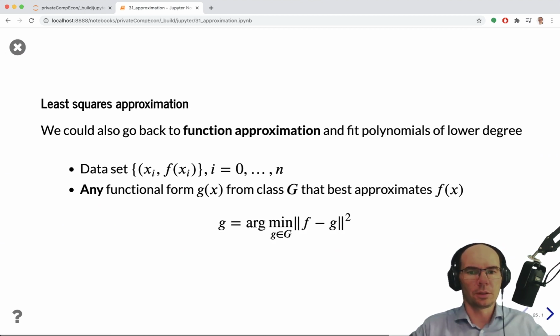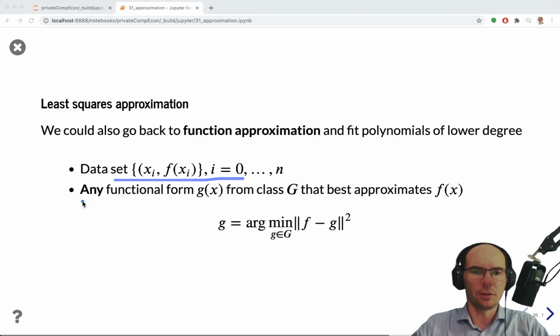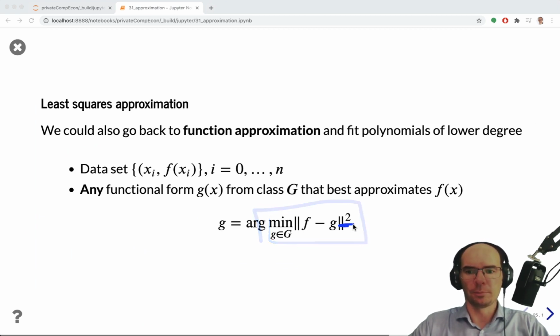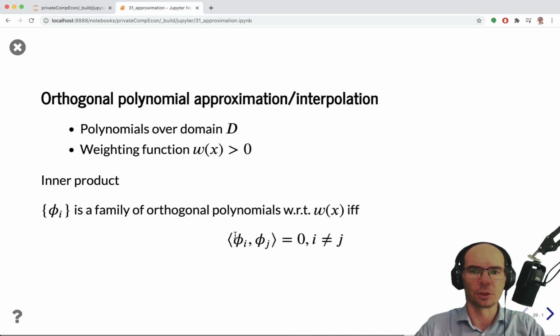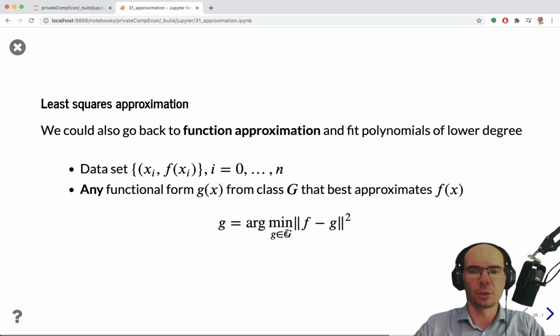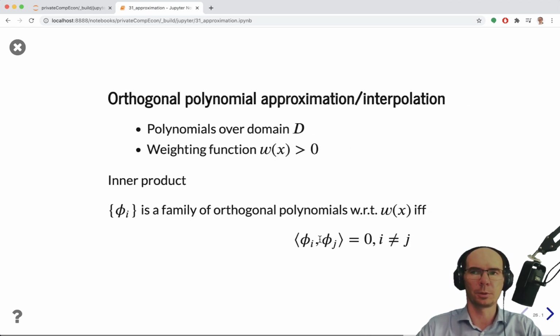Well, maybe we can consider, for the same data as before, any functional form from some class G, and let's find an arg minimum. So let's minimize this measure. Maybe it's a square residual measured somehow between these two functions. I'm not saying how yet, but maybe it's a minimization of the squared error, the squared distance between the functions. That's what we could take as an approximating function. Well, this is a fruitful approach, and now we have to discuss how we measure the distance between functions.